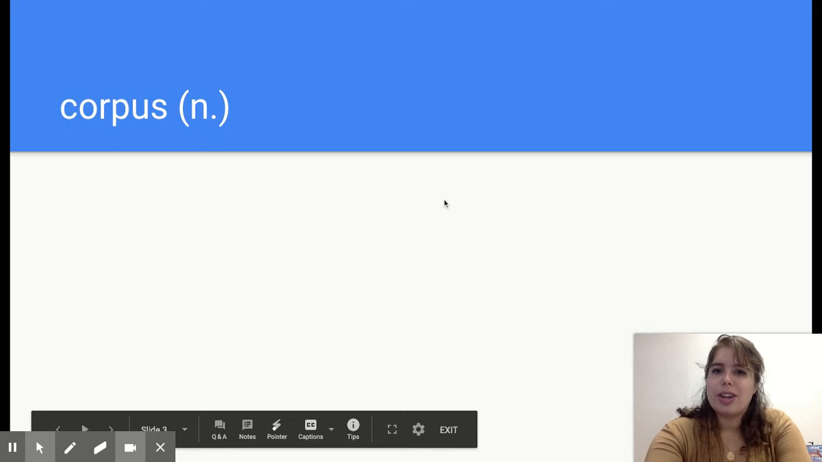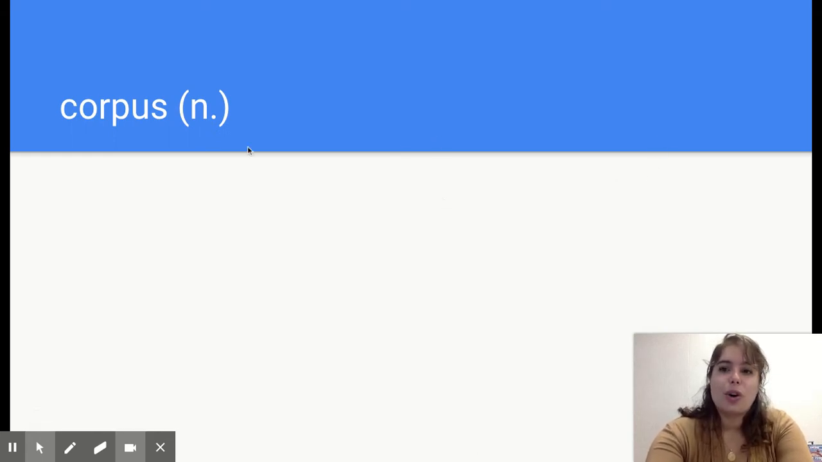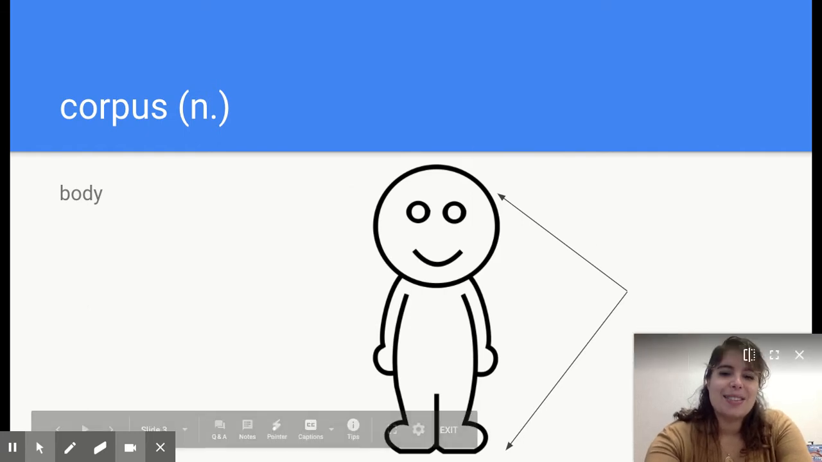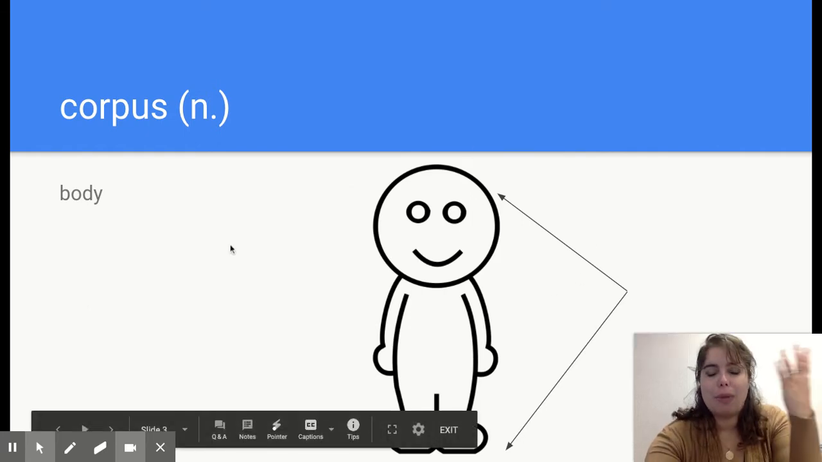So we're going to start with our word corpus. Corpus is a neuter noun. This is kind of a weird one because we're used to seeing that US ending be masculine, but this belongs to a special group of nouns. So corpus is going to be neuter, and this is our word for the body. This is the word for the whole body.